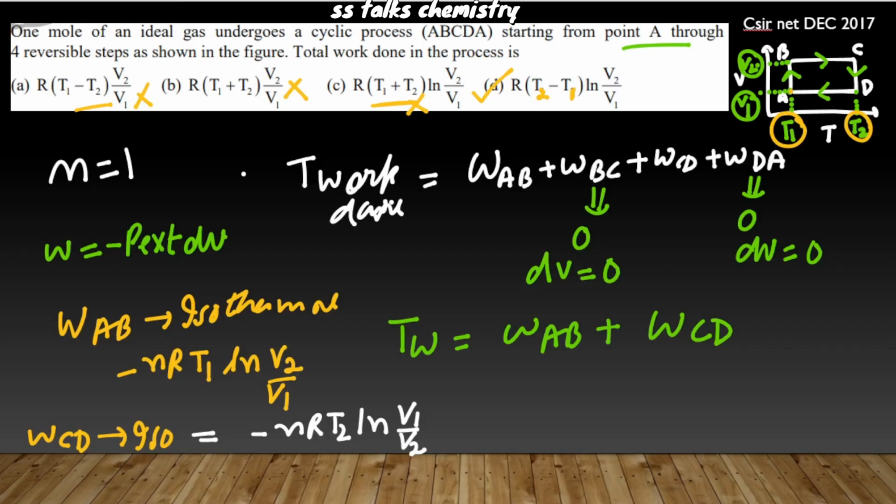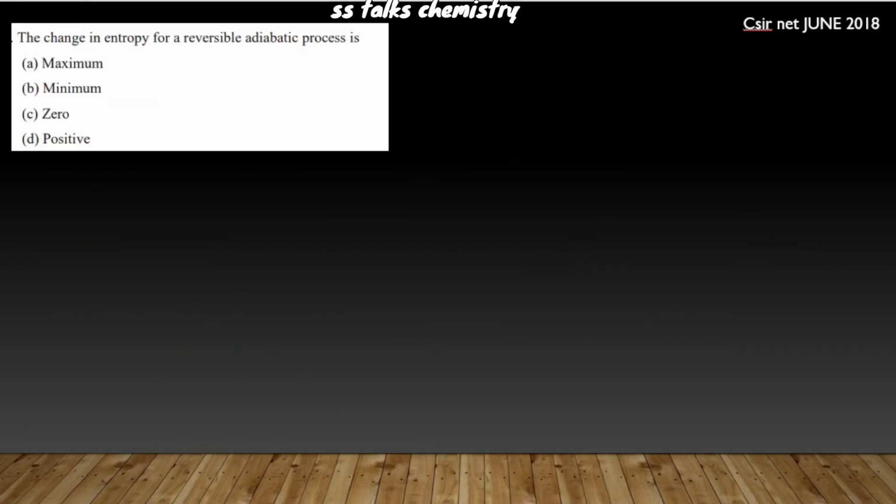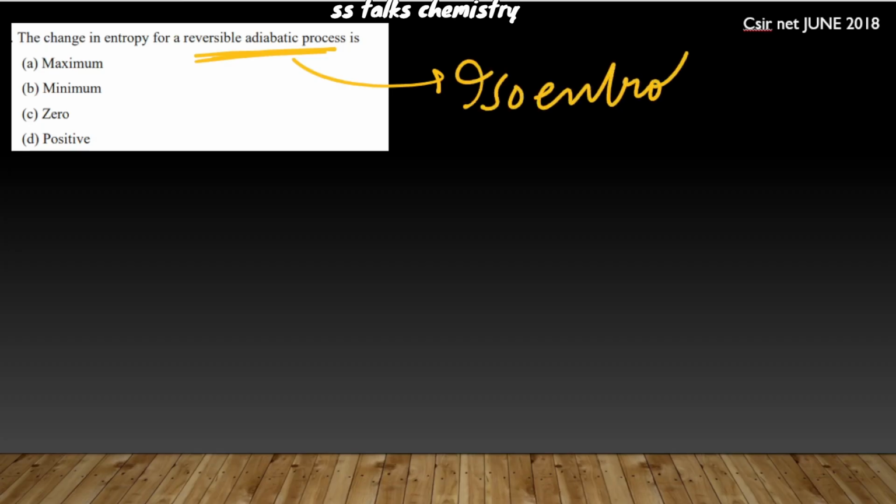Okay, next, this question now. The change in entropy for a reversible adiabatic process. The process we are having is reversible adiabatic. These processes are isoentropic in nature. Isoentropic, that means delta S is going to be 0. So option C will be the right answer.